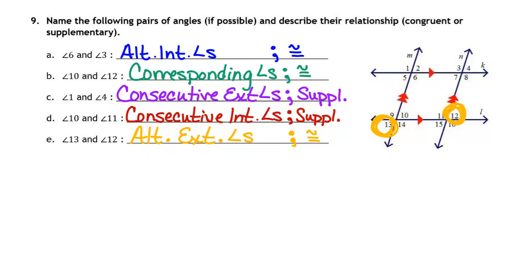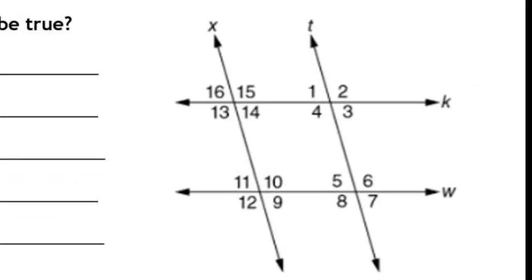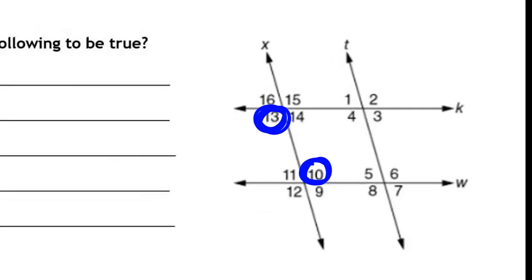All right. Let's flip this over on the back side. We're going to turn this around just a little bit. I'm telling you that two angles are either congruent or supplementary. You're going to tell me that that means which two lines would have to be parallel. So I'll demonstrate on the first one. We're looking at angle 10 and angle 13. The transversal that connects them both would be line X right here. They would be alternate interior angles.